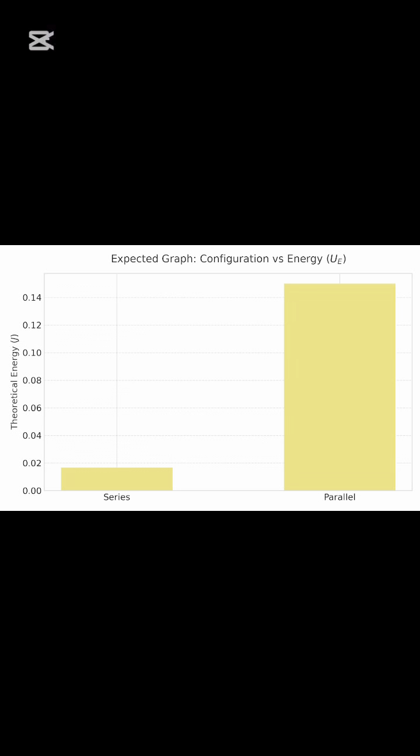Furthermore, the configuration analysis mirrors the theoretical pattern, demonstrating that parallel connections store significantly more energy than the series one. Collectively, these graphs confirm that our experimental data matches the theory, proving that standard formulas of RC circuits are accurate.